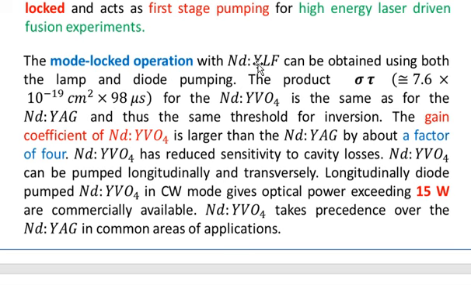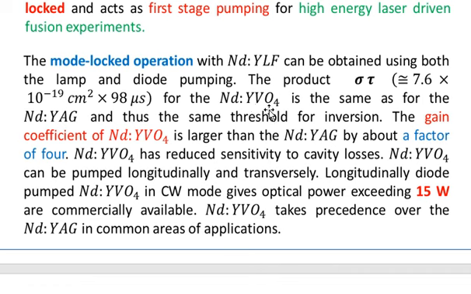The mode locked operation with the Nd-YLF can be obtained using both lamp and diode pumping. The product sigma tau, with the sigma value equal to 7.6 × 10^-19 centimeters squared, and tau having a value of 98 microseconds, for the neodymium YVO4 is the same as that of the Nd-YVO, and thus the same threshold for inversion.